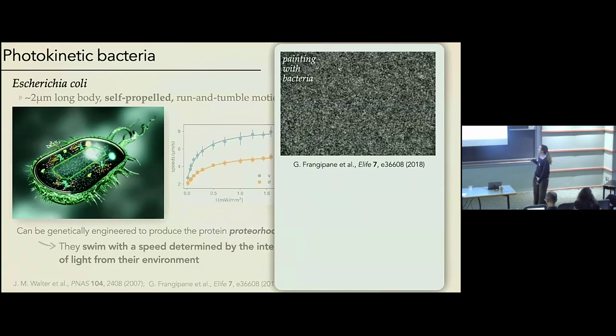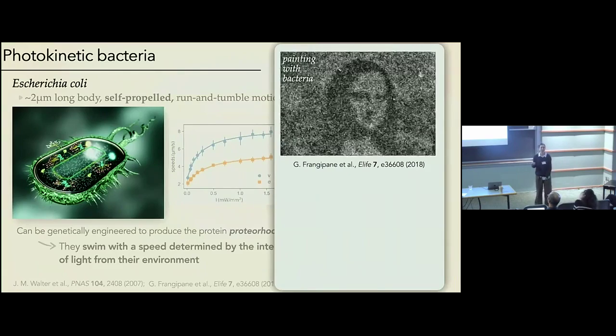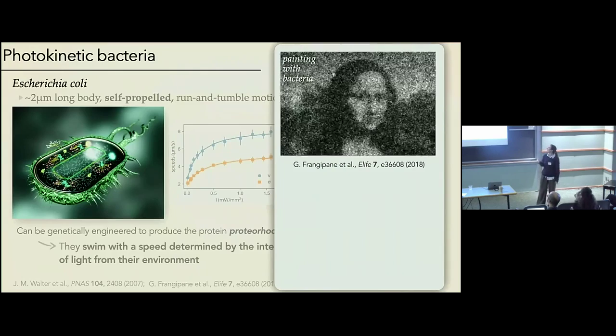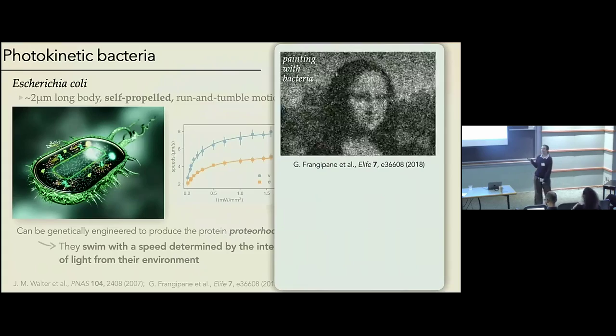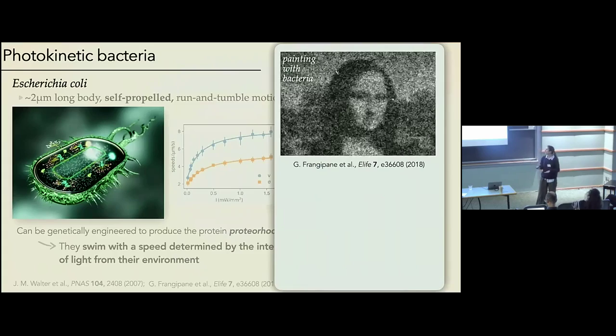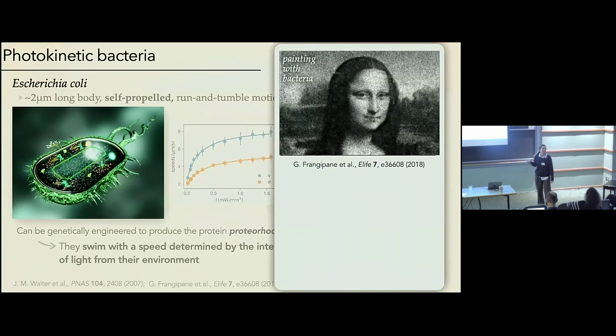Just briefly, a couple of cool things that can be done with these bacteria. You can paint with bacteria. They painted the Mona Lisa. This is going in a loop, so you can shape light intensity with digital light projectors, and you can make them paint the Mona Lisa.